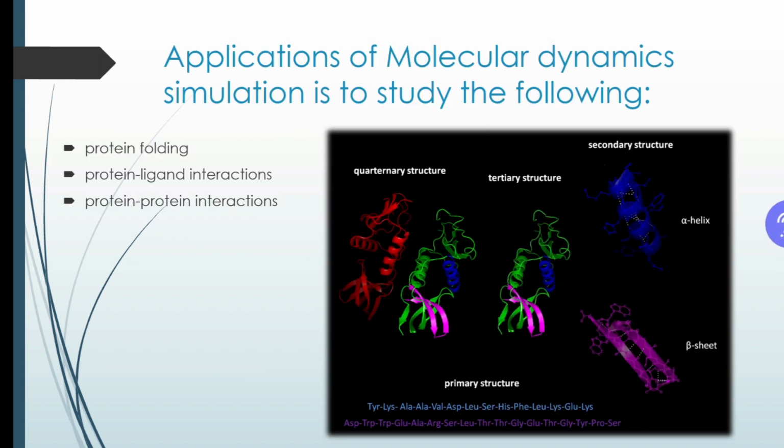Moving forward to the applications of MD. Applications of molecular dynamics simulation include studying the following: protein folding, protein-ligand interactions, and protein-protein interactions. But what does this mean? One of the main applications of molecular dynamics simulation is to study protein folding, which is the process by which a protein adopts its three-dimensional structure as shown in this picture.